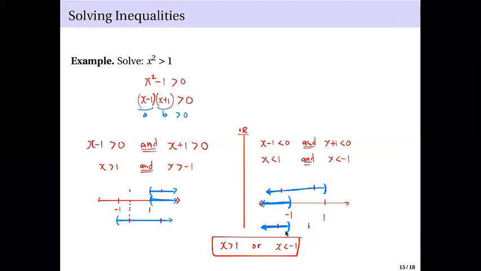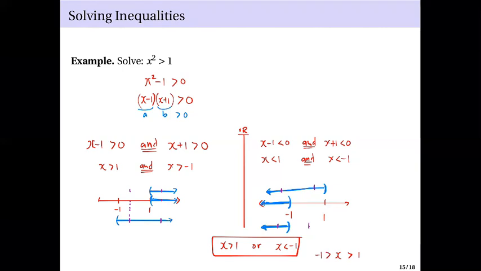Why? Because if you want to combine them, some students do this. You will have your x in the middle. This is your -1, and then this is your +1. So you want your x to be greater than 1, so you have this. And then you want your x to be less than -1. But this guy here means that your -1 should be greater than x.